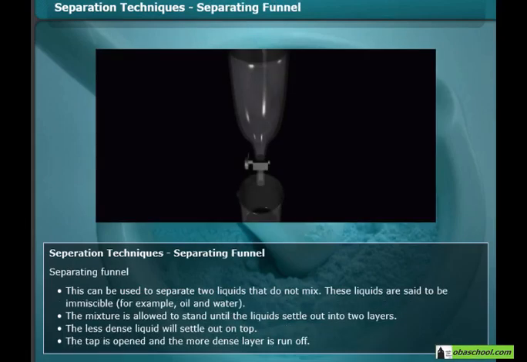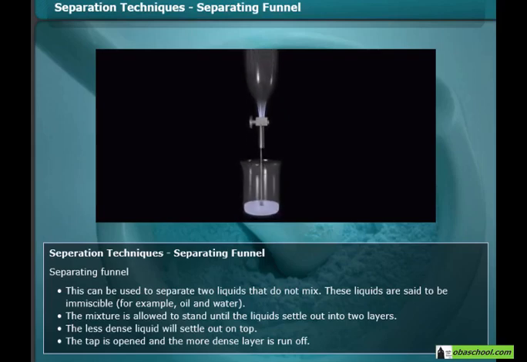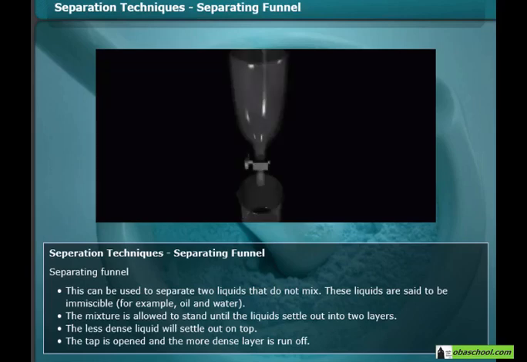Separating funnel. This can be used to separate two liquids that do not mix. These liquids are said to be immiscible, for example, oil and water. The mixture is allowed to stand until the liquids settle out into two layers. The less dense liquid will settle out on top. The tap is opened and the more dense layer is run off.